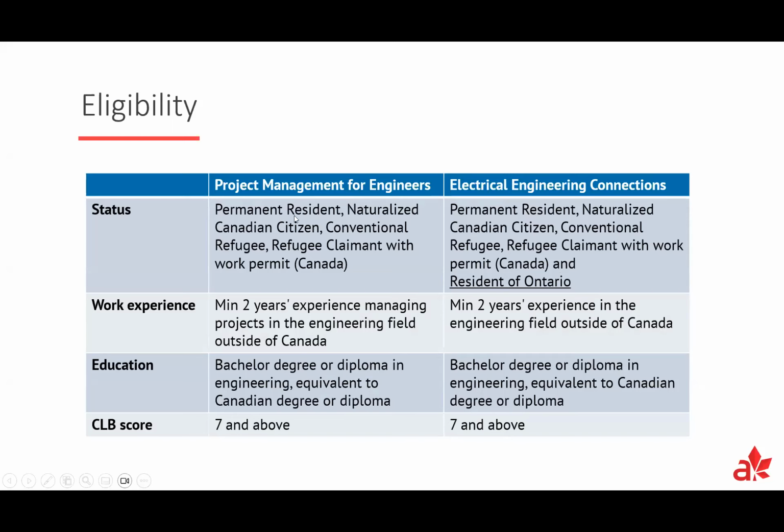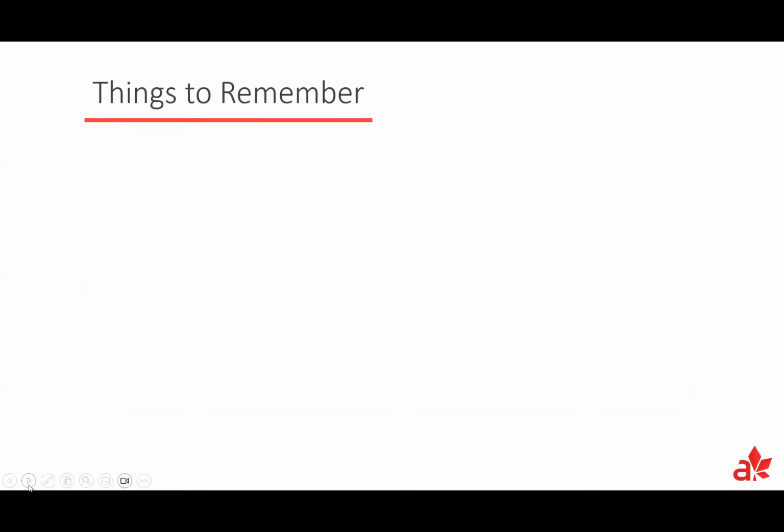So here is a little bit of flexibility: permanent resident, naturalized Canadian citizen, conventional refugee claimant with work permit. But in electrical engineering, the people must live in Ontario, but here people can live in the Greater Toronto area and Hamilton area. Work experience 2 years, that's fine, bachelor degree, 7 and above is the language benchmark. So these are the typical eligibility criteria for these programs.